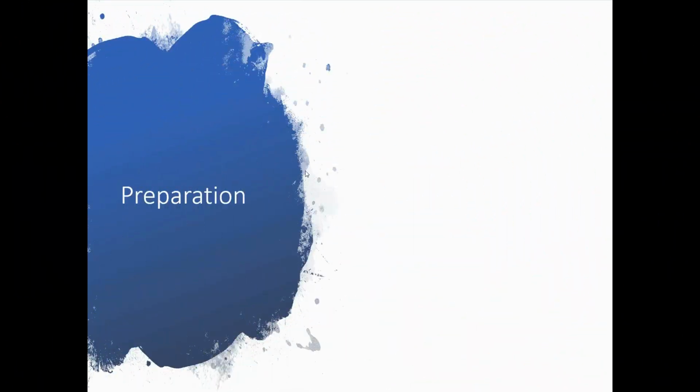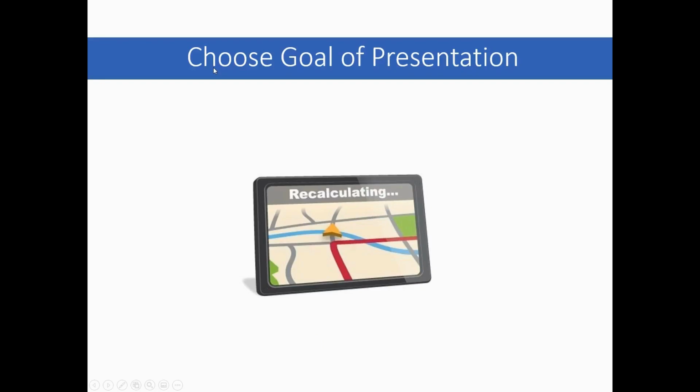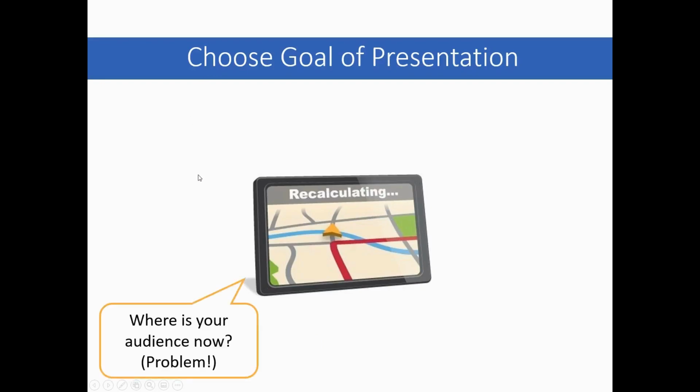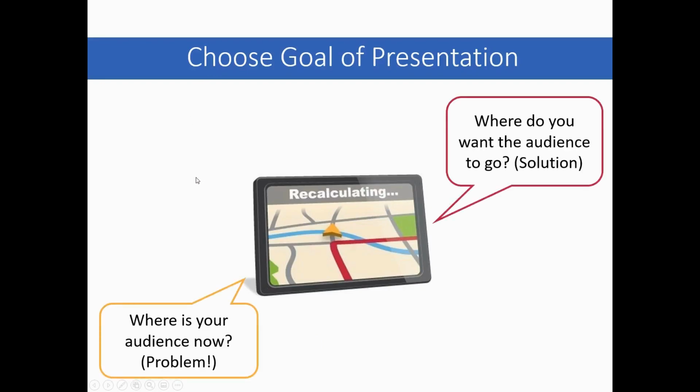Number one stage of preparing a presentation is preparation and planning, okay? Because fail to plan, plan to fail. You need to be focusing on how to plan your message. And that really relates back to choosing your goal of your presentation. All right, where is your audience now? That's the problem. And where do you want them to go? Your solution. And you're going to find a way for them to get there.